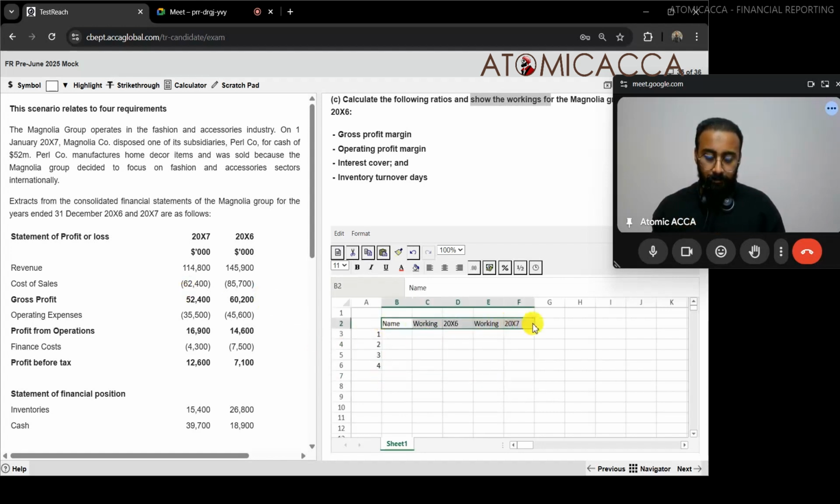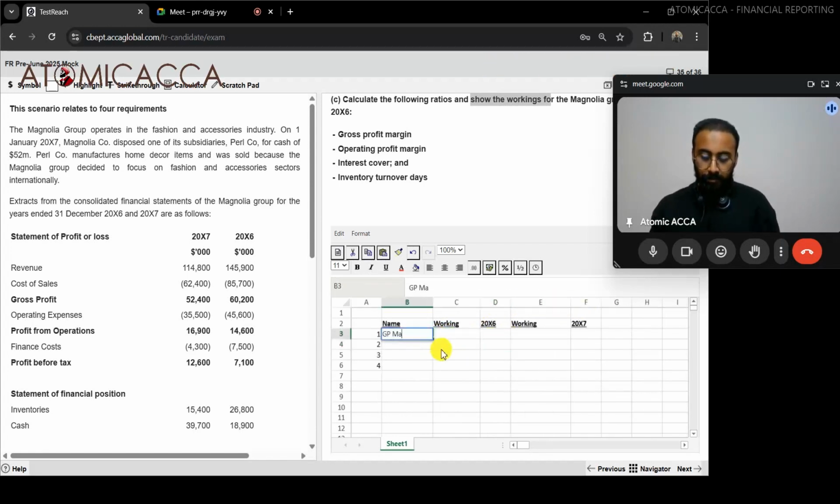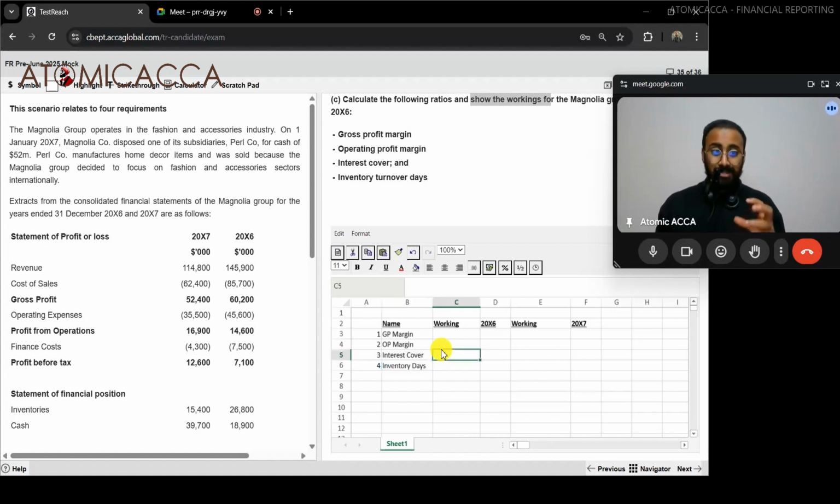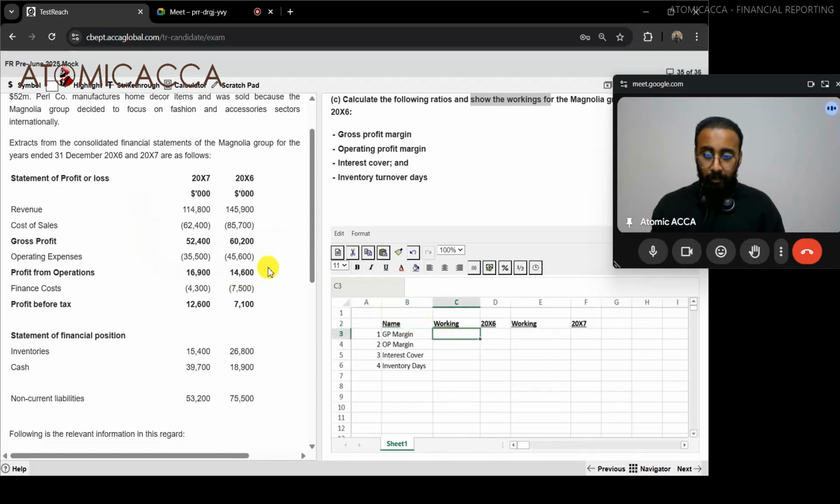Okay, so let's begin. First one is gross profit margin, next one is operating profit margin, next we have interest cover, and we have inventory days. Now when we say working, it's not the exact theoretical formula they need. You have to show the numbers that you use. So gross profit margin for 20x6 will be equal to 60,200 divided by 145,900 into 100.